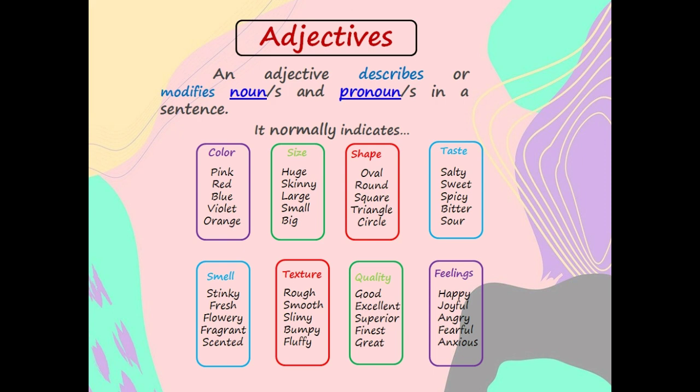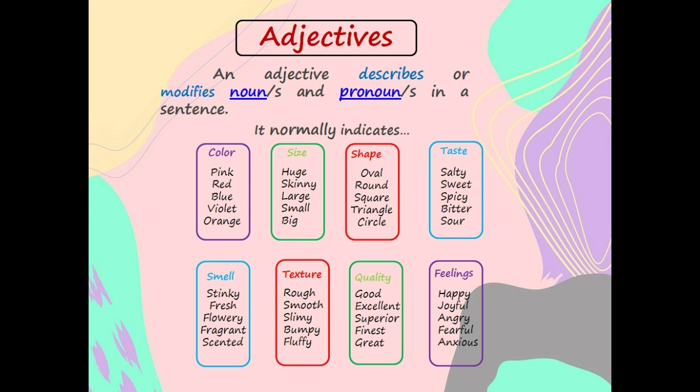In color, some of the words that we use to describe are pink, red, blue, violet, orange. Some words that we use to describe size are huge, skinny, large, small, big. And some words to describe shape we use oval, round, square, triangle, circle. And words to describe taste we use salty, sweet, spicy, bitter, sour.